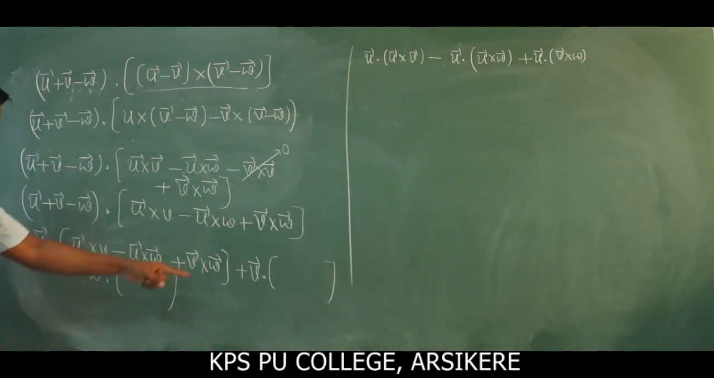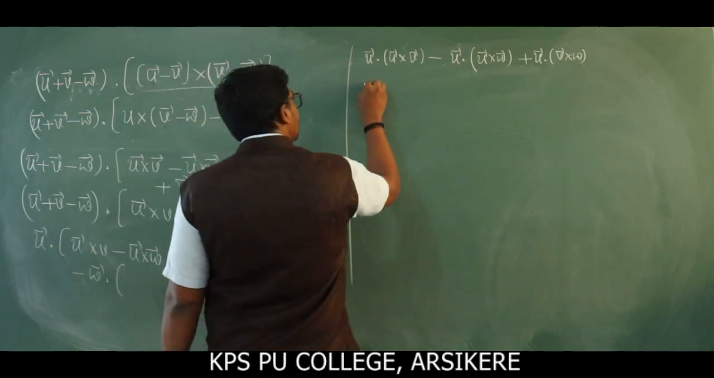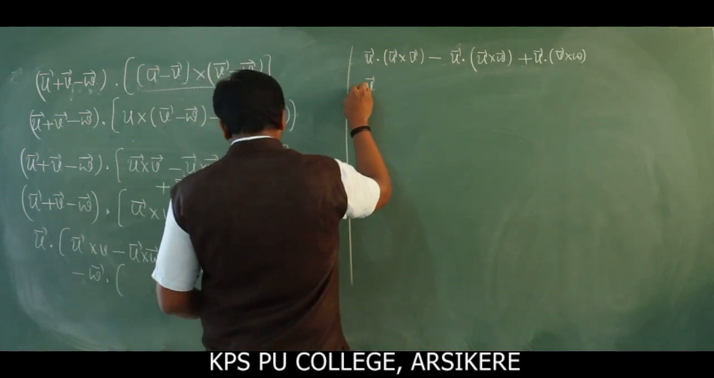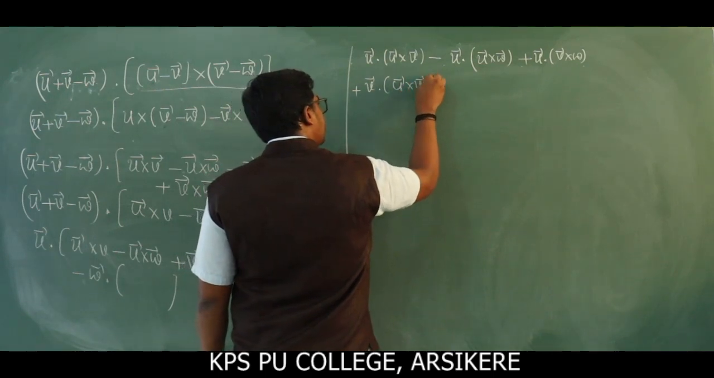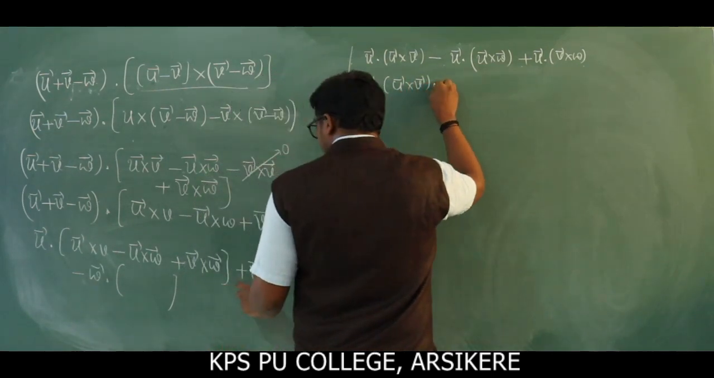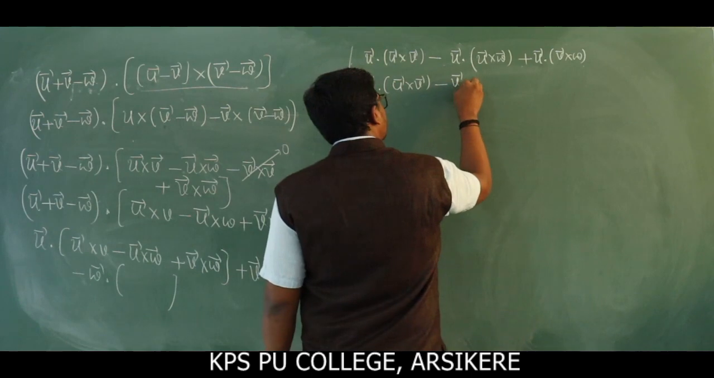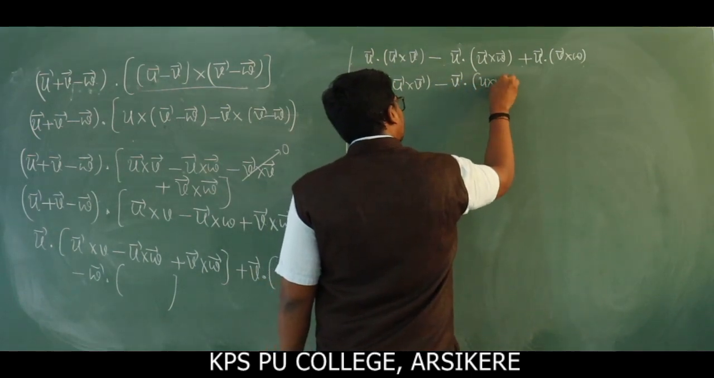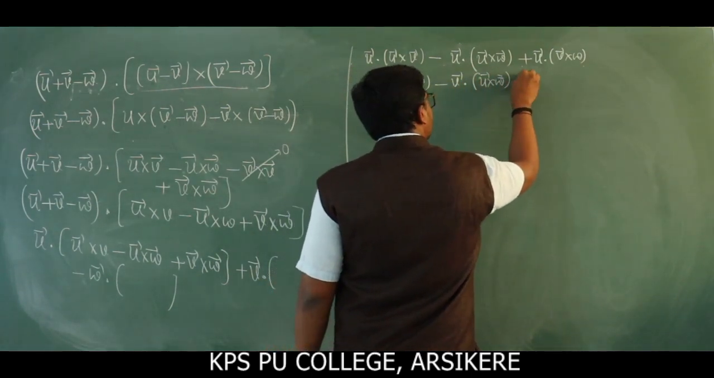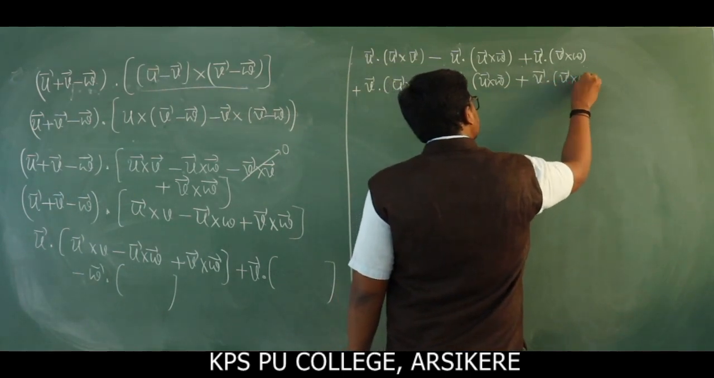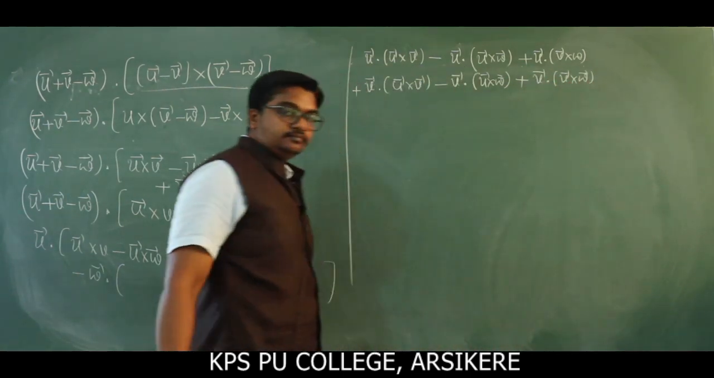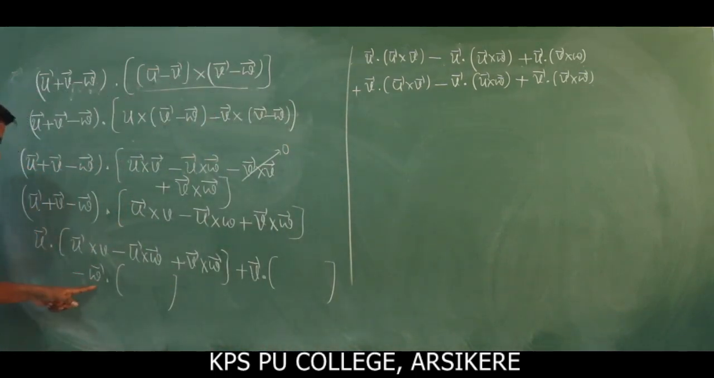You can repeat the same for the second term, v: this is plus v dot u cross v, again second term, minus v dot u cross w, plus v dot v cross w. Second term is over. Next come to the third term.